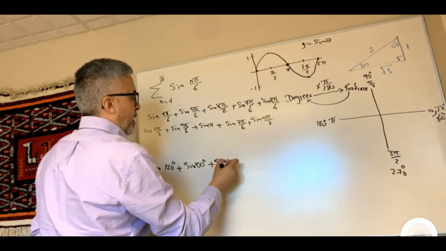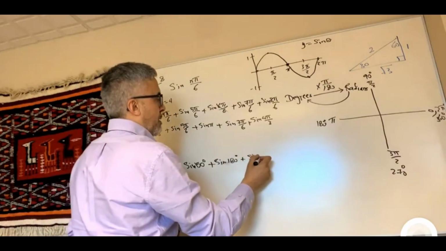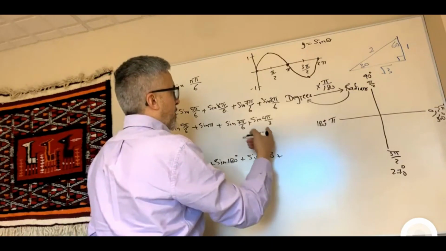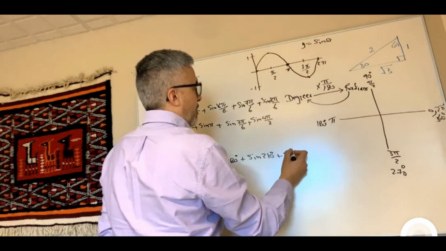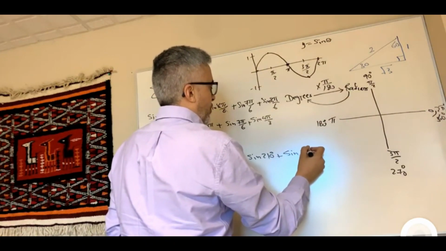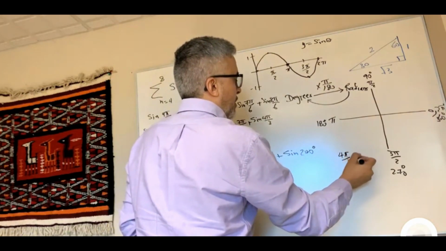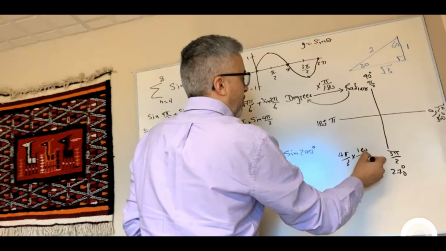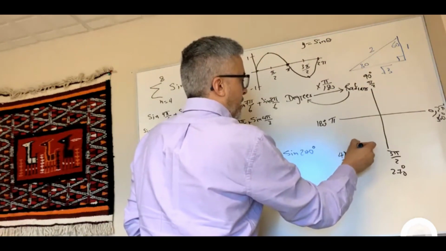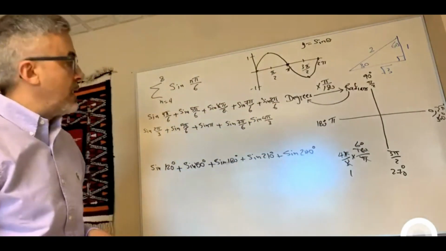This would be just sine 180 plus sine 210. That's 7 pi over 6. And then plus sine 4 pi over 3, which gives you 240 degrees. If you want to see it, it's 4 pi over 3 times 180 over pi. The pi's cancel. 3 goes into itself once, it goes into 180 60 times. 4 times 60 is 240. Just an example of how to convert from radians to degrees.